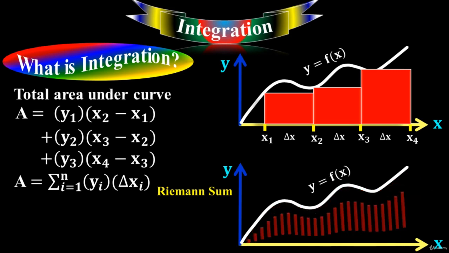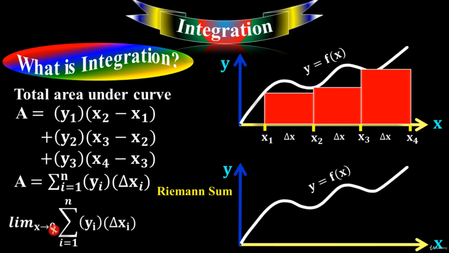The only way to get the total area is to increase the number of rectangles until the width at the x-axis approaches 0. It starts from 1 and goes up to infinity. As usual, this is the height and this is the width.